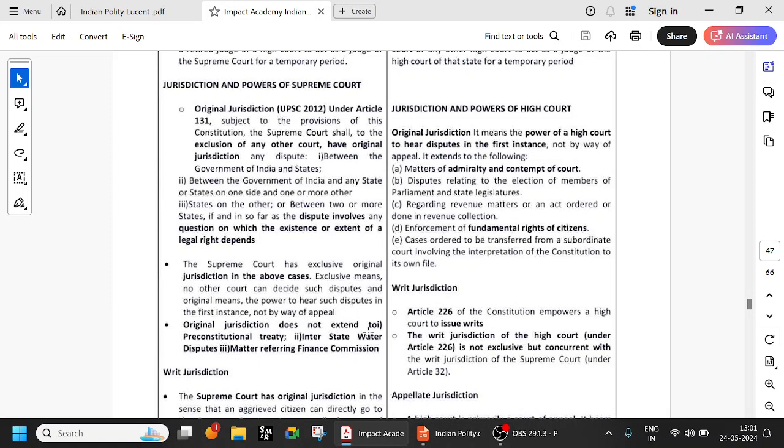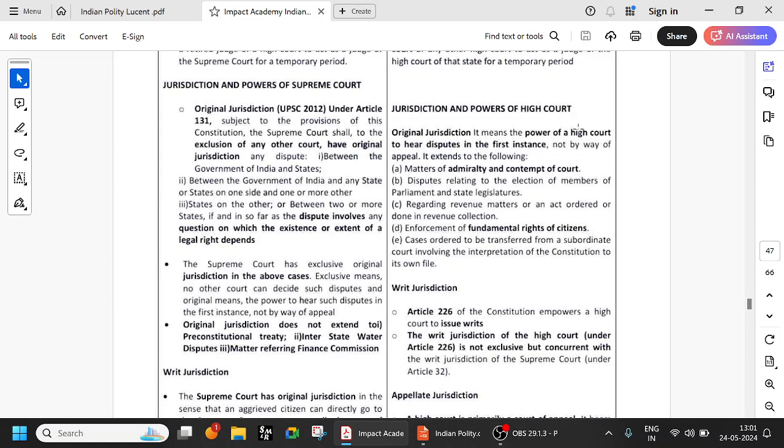So original jurisdiction does not extend to pre-constitutional treaties, interstate water disputes, and matters referred to the finance commission. When it comes to interstate water disputes, you have separate tribunals, and for the finance commission, the president will appoint. So only in these pre-constitutional treaties, interstate water disputes, and matters referred to the finance commission, there is no original jurisdiction.